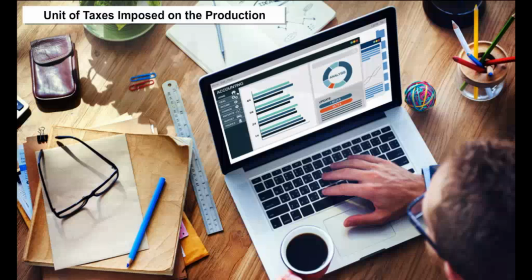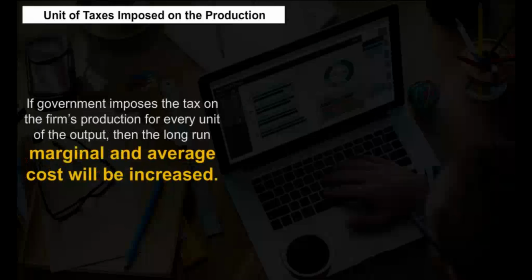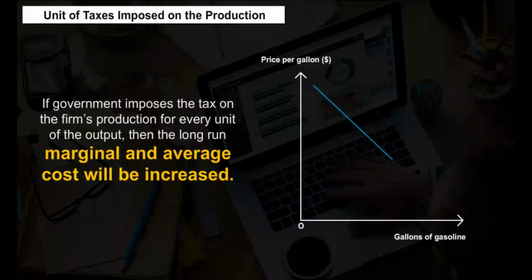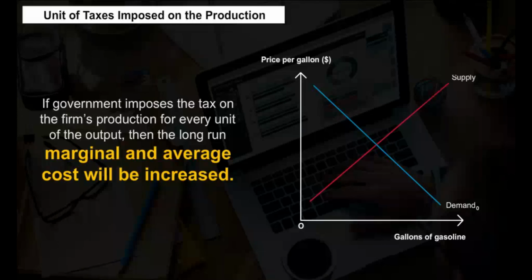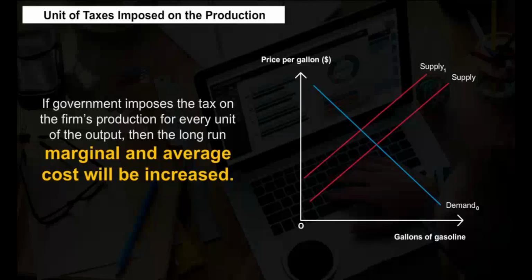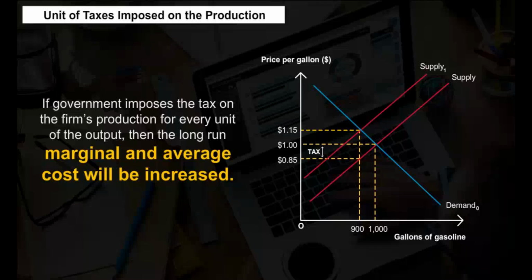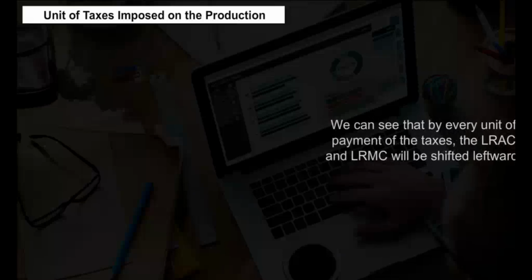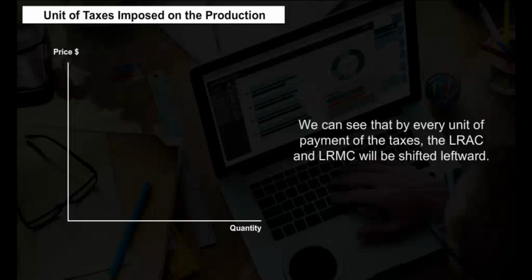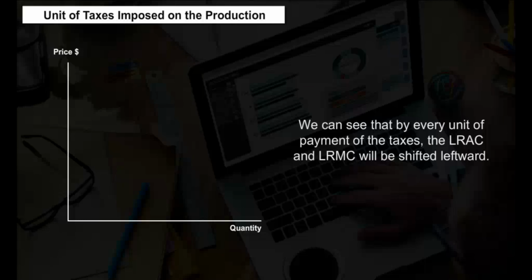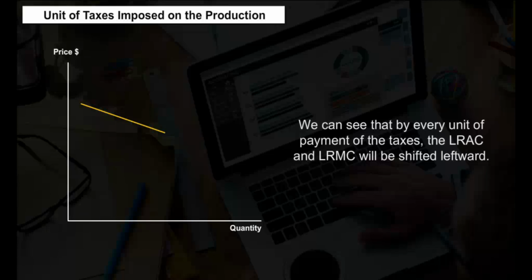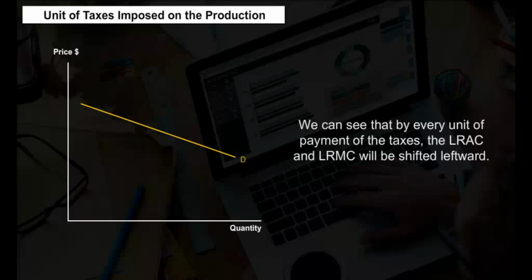Unit taxes imposed on production. If the government imposes a tax on the firm's production for every unit of the output, then the long-run marginal and average cost will increase. We can see that by every unit of payment of the taxes, the LRAC and LRMC will be shifted leftward.